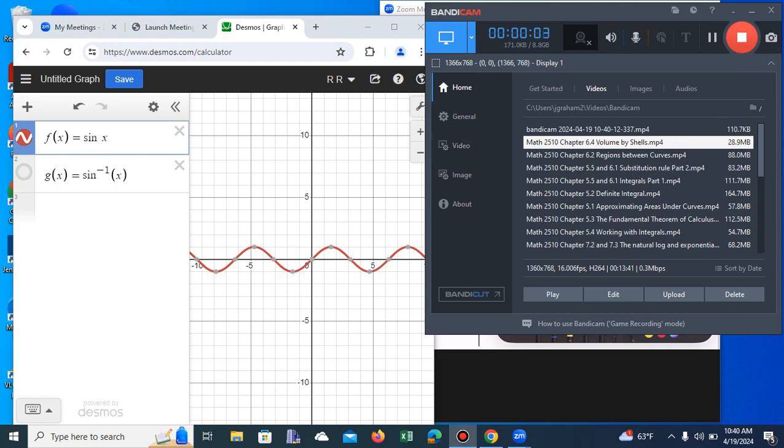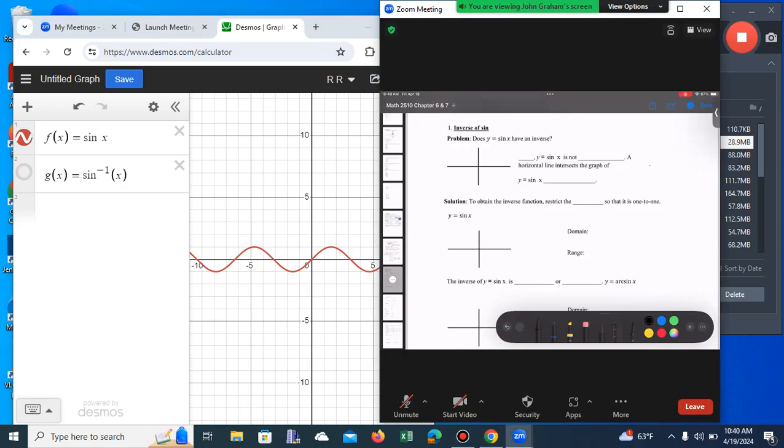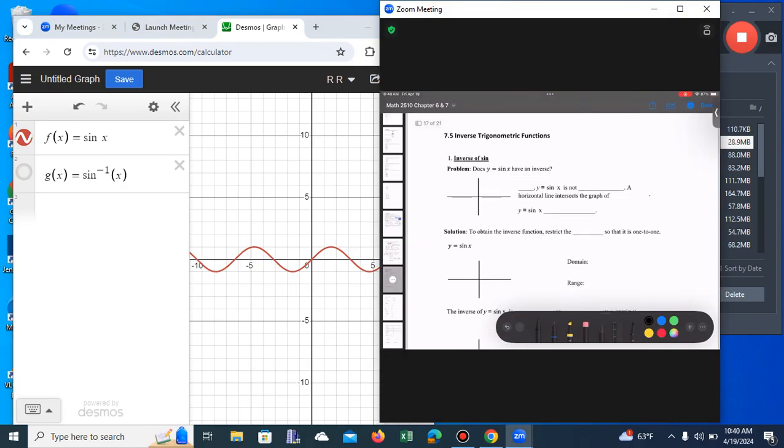Hi, this is Math 2510, and this video is going to be over section 7.5. We're going to look at inverse trig functions. And this is the last section of this course, so I'll try to do this in one video. We're going to look at the different inverses and how we even find the derivative of an inverse of a trig function. So first, let's start with sine.